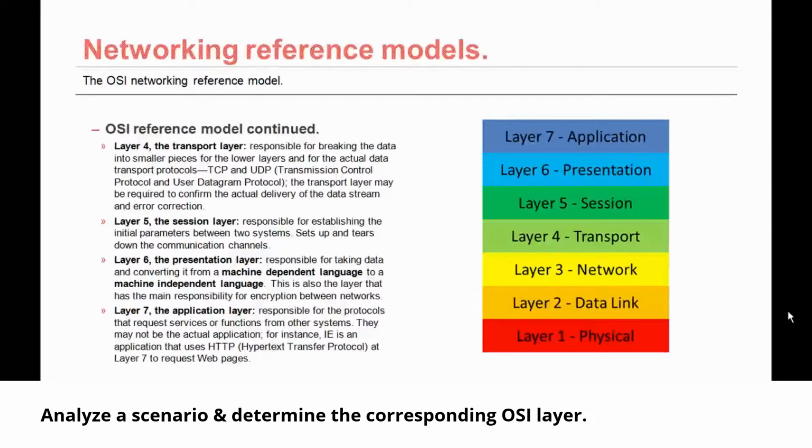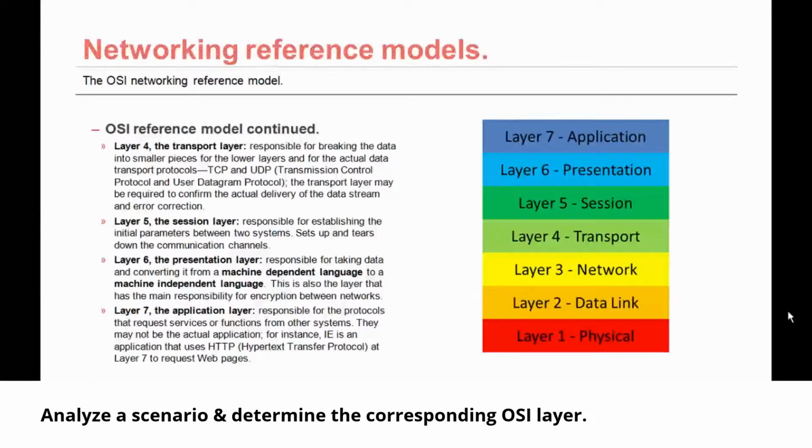Then there's Layer 5, the session layer. This is the layer that is responsible for establishing the initial parameters between two systems. It sets up and tears down the communication channel. Layer 6, or the presentation layer, is responsible for taking data and converting it from a machine-dependent language to a machine-independent language. This is also the layer that has the main responsibility for encryption between networks.